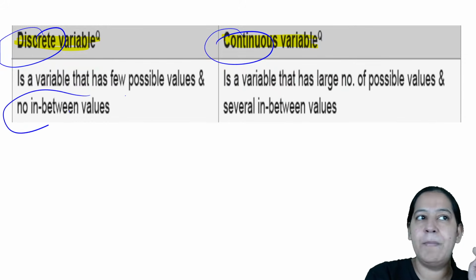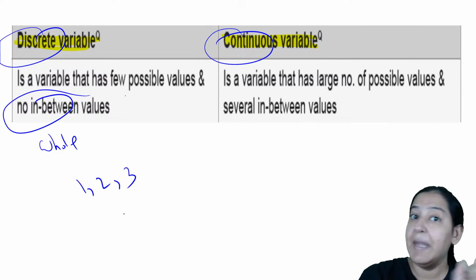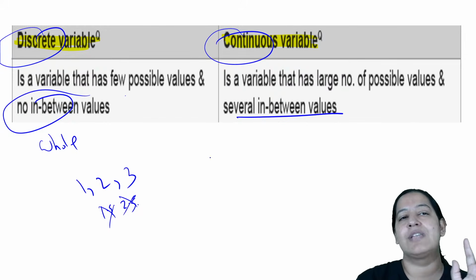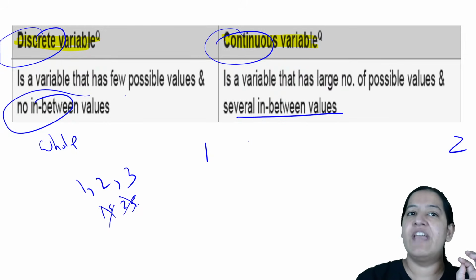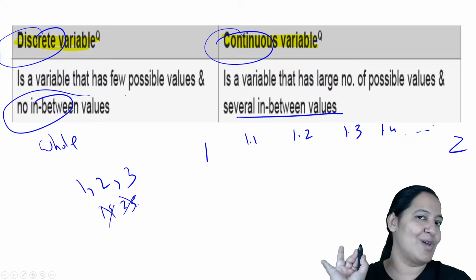In discrete, there are no in between values, always whole numbers, whether 1, 2, or 3. In between values like 1.5, 2.5 are not possible. And in continuous, several in between values are possible. Between 1 and 2, we have 1.1, 1.2, 1.3, 1.4 till 1.9, and so on. So several in between values are also possible.